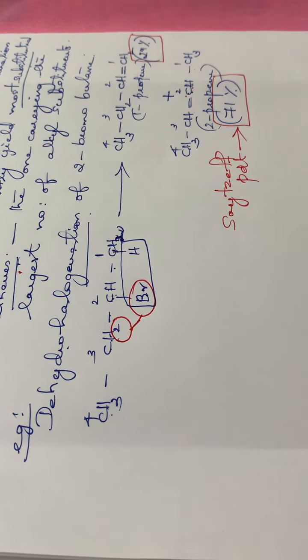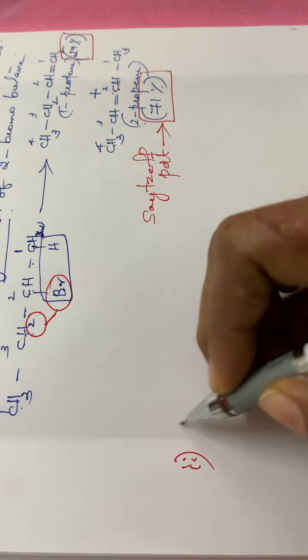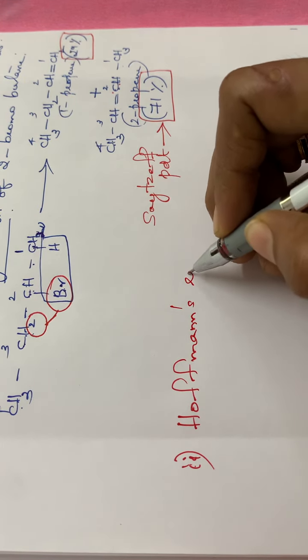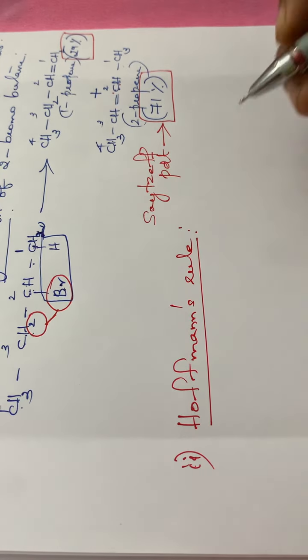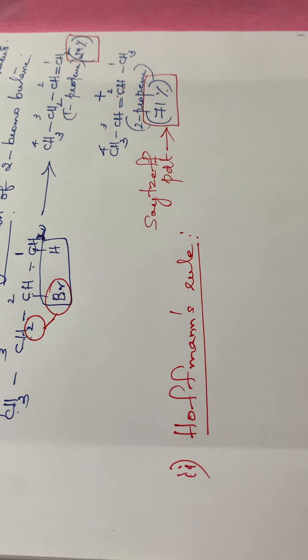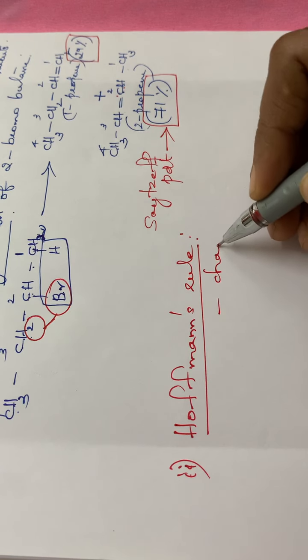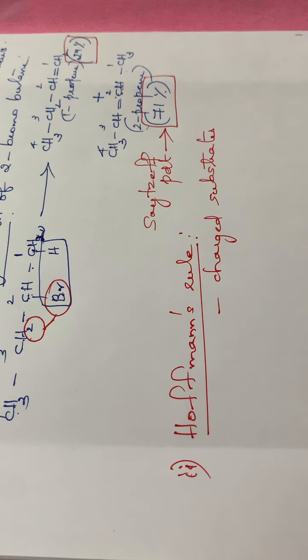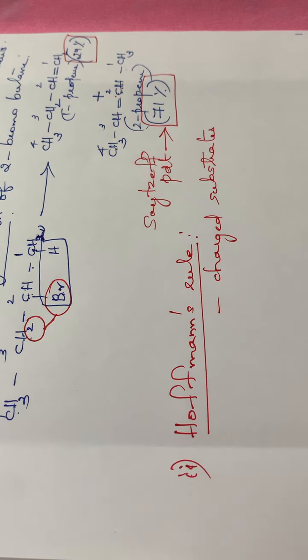Next we can go through Hofmann's rule. Second one, Hofmann's rule. See here, already I had told you this Hofmann's rule can be applied in charged substrates, isn't it? It can be applied in charged substrates, and also you have to write the statement. You should not write the statements of these rules in your own sentences. It is not good to write the statements in our own words. You have to write the statement as such while you are writing a rule.